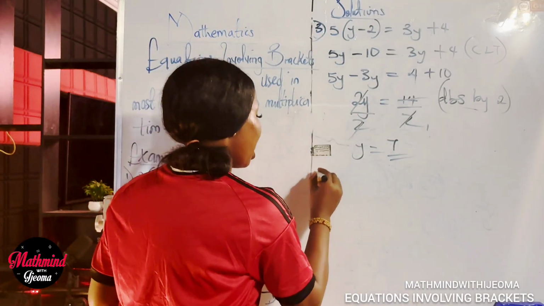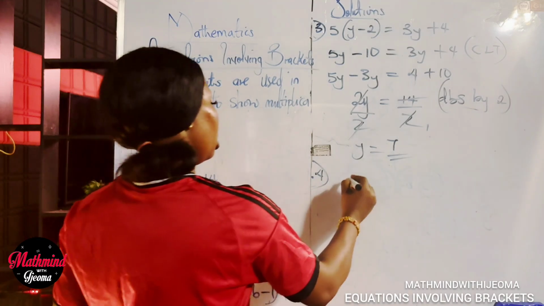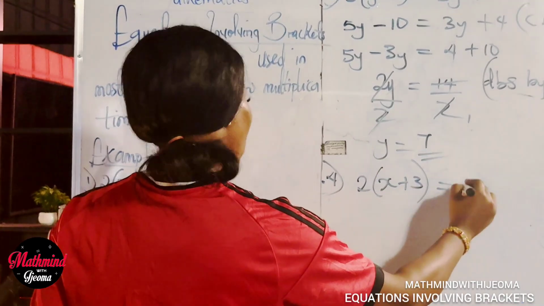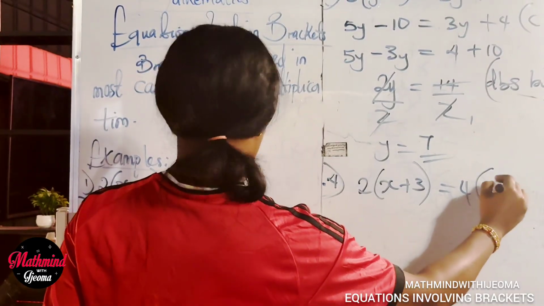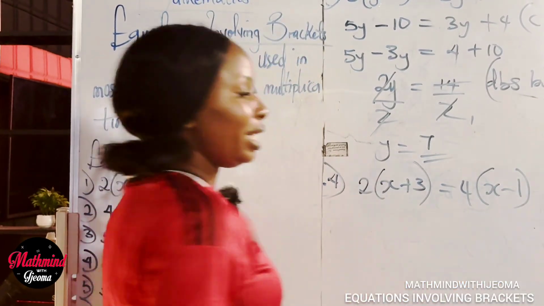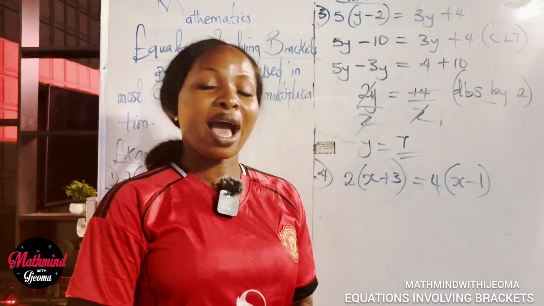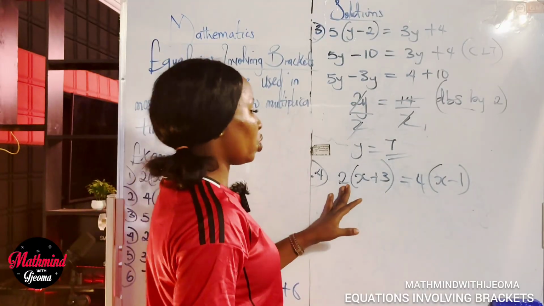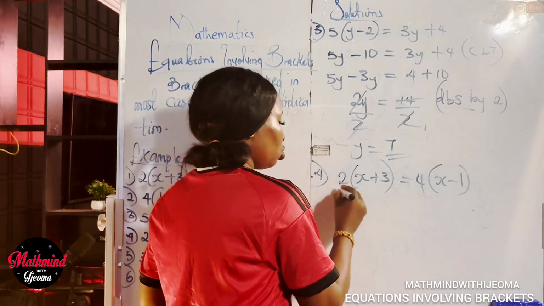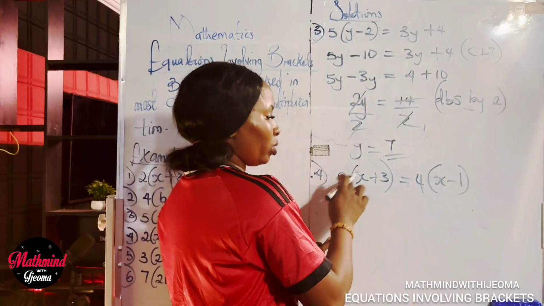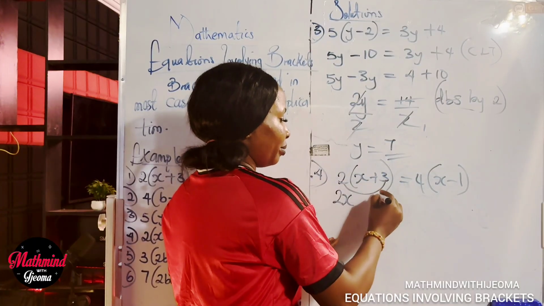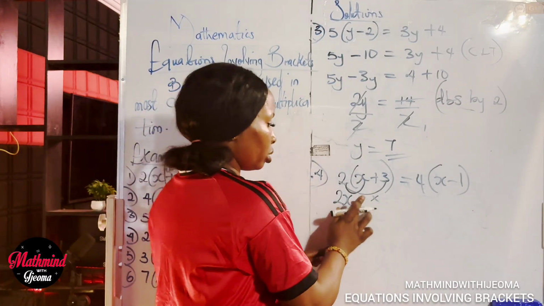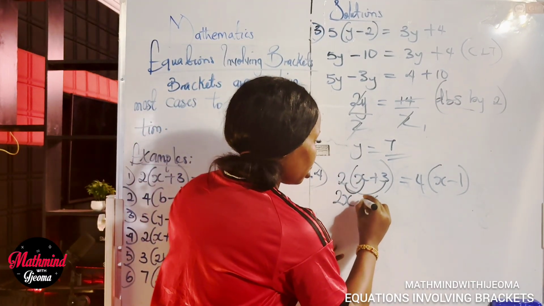Coming to number 4, we have 2 brackets x plus 3 equal to 4 into x minus 1. In this case, we have 2 brackets. So we have to open the 2 brackets and then solve. So here we have 2 times x, 2x. 2 times plus 3 will give us what? Plus 6.